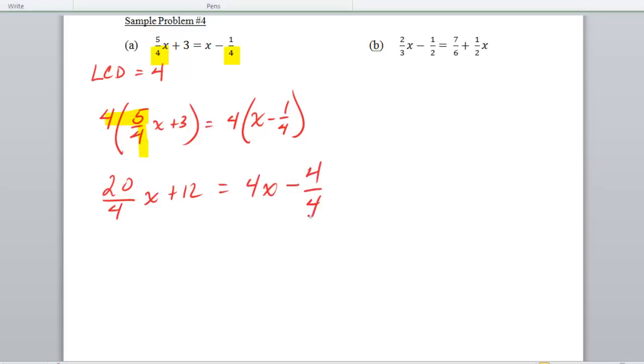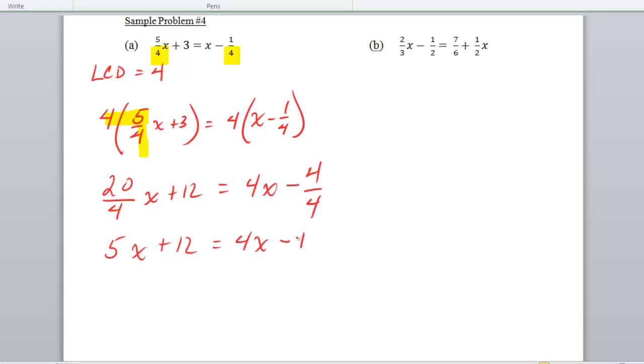And then I would have 4 over 4. And then of course the 4 times 5 is 20. When I divide that by 4, I get 5x. Same thing here. When I multiply the 4 times 1, I get negative 4 with the negative, and then divide by 4 leaves me negative 1.